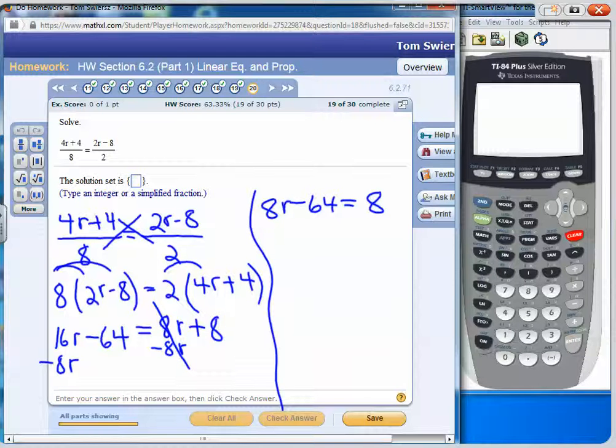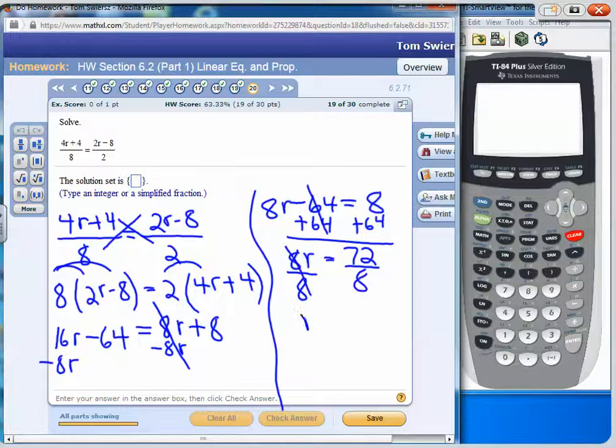Now we want to get rid of the minus 64 because we want to solve for r here. We'll add 64 to both sides. Minus 64 plus 64 cancels out. 8r equals 72. 64 plus 8 is 72. Divide by 8 to get 1r, or just r, and 72 divided by 8 is equal to 9. So we get our answer, r equals 9.